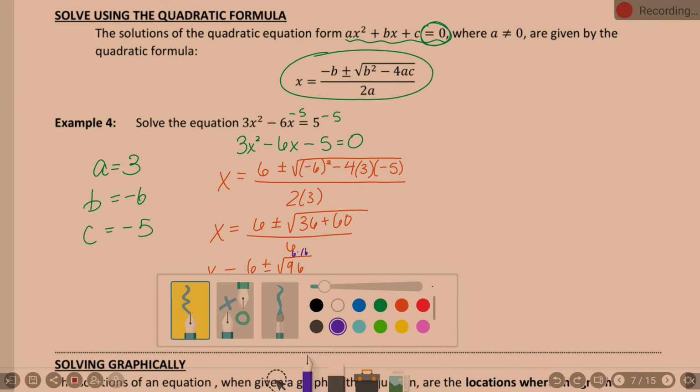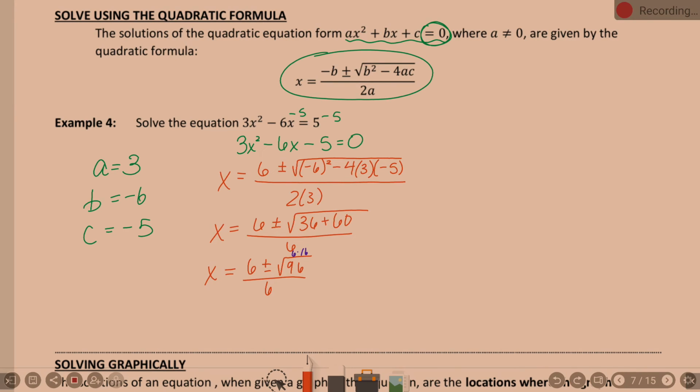Now if I clean this up, the first step, I still have 6 out front for right now. The square root of 96 is the square root of 16 times 6. The square root of 16 is 4, so I put that out front of the radical. The square root of 6 stays under the radical, and it's still all over 6. Are we good at that point?